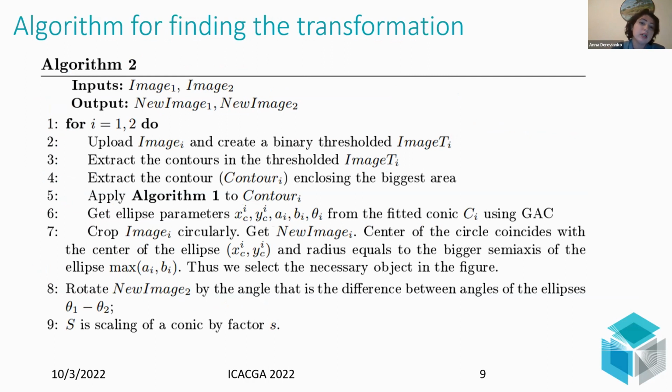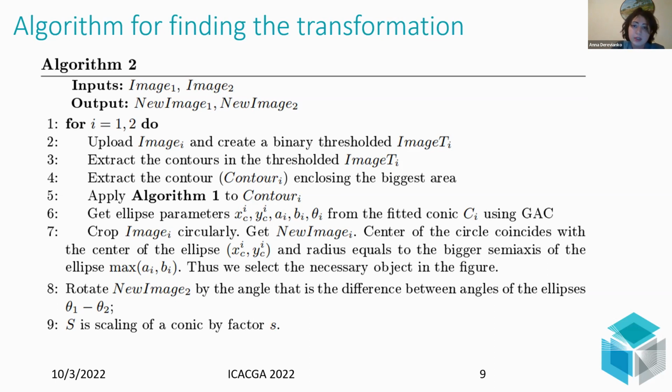What do we start from? We start from two images. They can be different, they can be the same, it doesn't matter. What we need is to make one image as close as possible to the other one for further comparison. So we upload our images, we create binary thresholds, we work with contours, and then we extract the main contour. The main contour is our active player with which we are going to work.